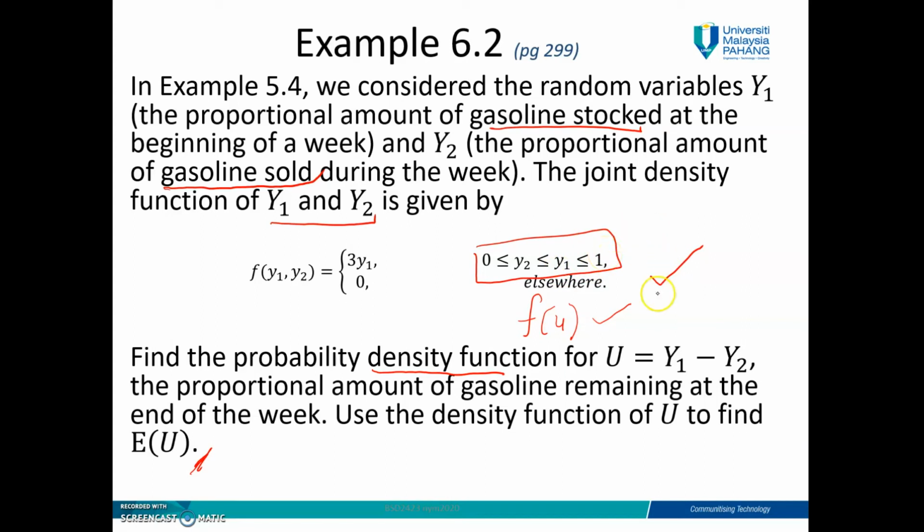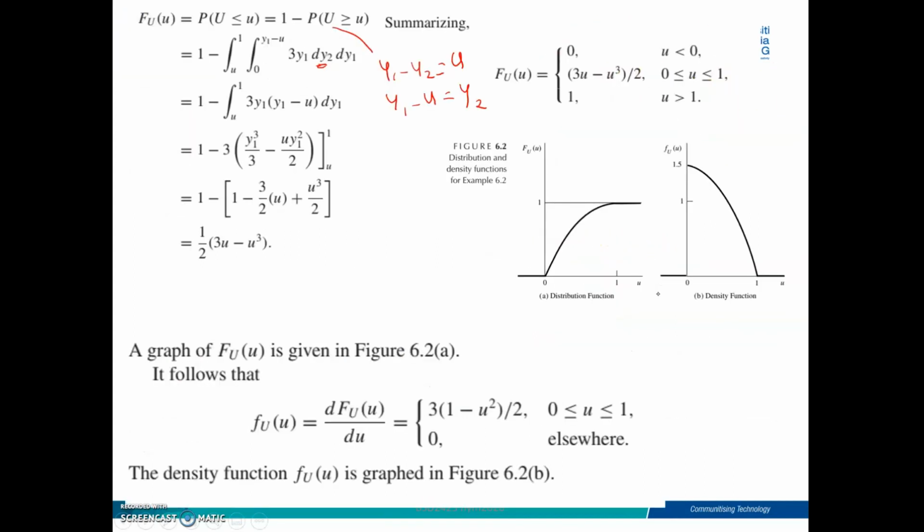So that's why we have, for y2, 0 until y1 minus u, because the limit of u is between 0 and 1. And then y1 is between u and 1. So integrate as usual, with respect to y2 and then with respect to y1, and then you get this equation.